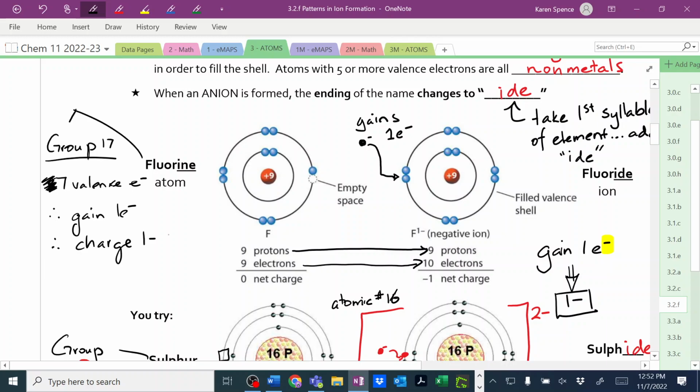So when you're on your periodic table, let's go take a look at a periodic table. Well, okay, there we go.